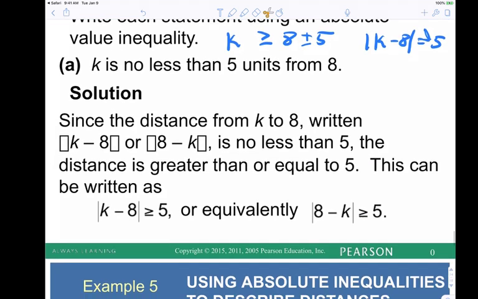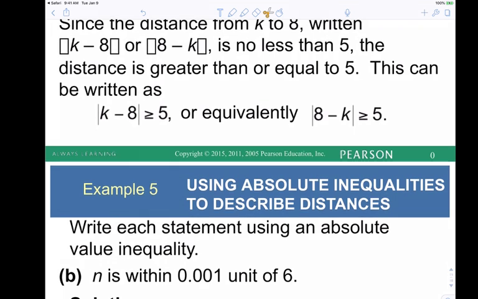Okay. Let's do one more. N is within 0.001 units of 6. So that means 6 plus or minus 0.001 within. So if we think about 6 plus or minus tenths, hundredths, thousandths, 1 1,000th of a unit. So if we subtract that, it should be greater than, right? Within, yeah, it should be like this, right? Because if it were less than, it wouldn't work out properly.